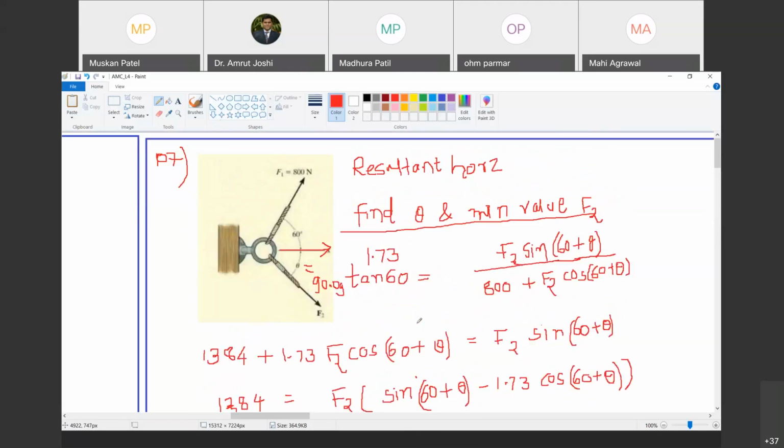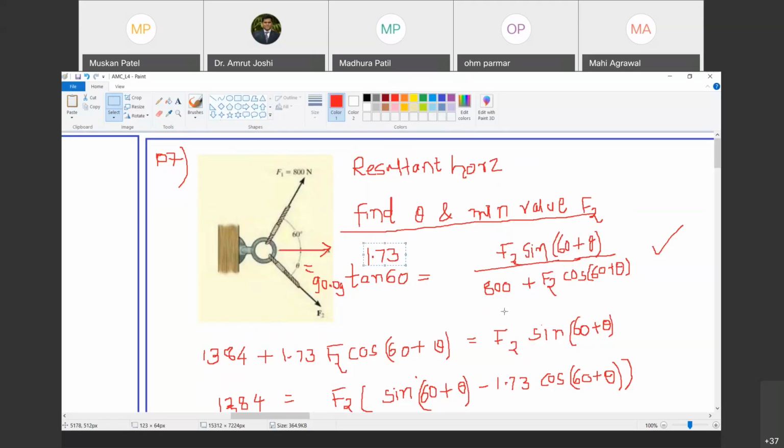So the formula is same like the first one. Tan 60 is equal to root 3, instead of substituting the values like 1.73, I've just put it in the form of root 3 by 2. Then if we proceed from that and take LCM, we get 800 root 3 equals F2 root 3 plus F2 cos(60 plus theta).